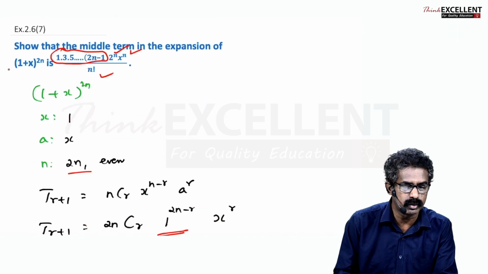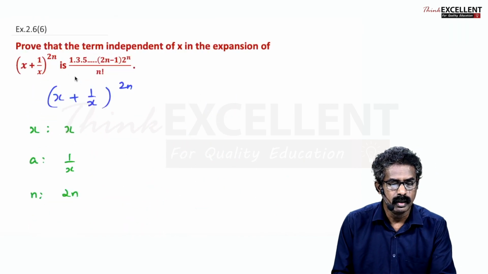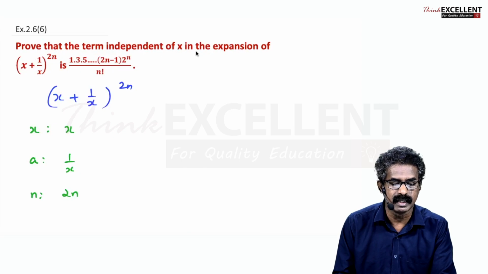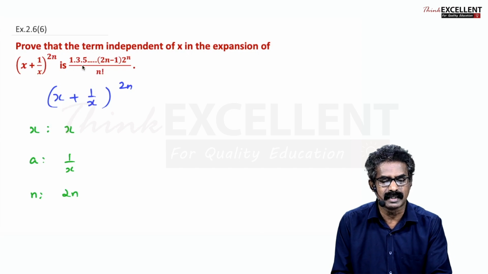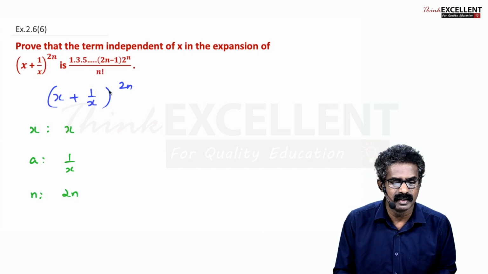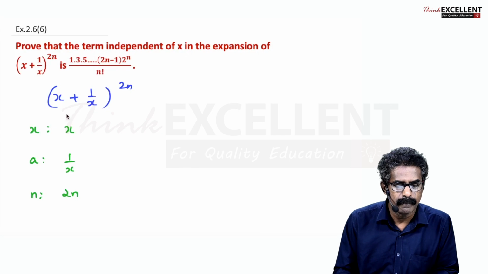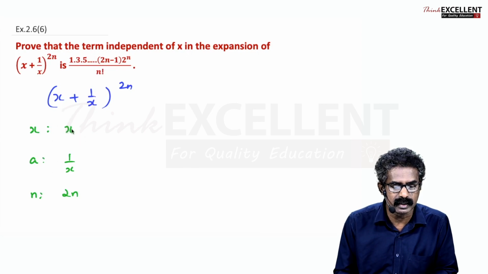So just to explain one more question, listen. Prove that the term independent of x in the expansion of x plus 1 by x raised to 2n is this one. Similar answer 1, 3, 5, etc. Right? Okay, now please listen here. So compare with the standard form x plus a raised to n. X is x only, a is 1 by x, n is 2n, right?